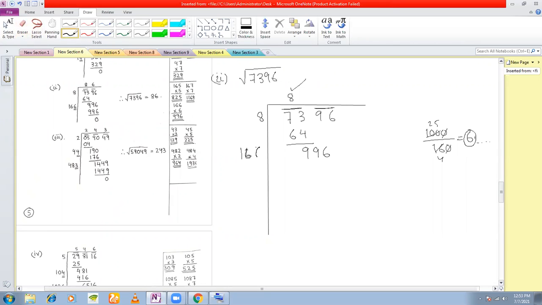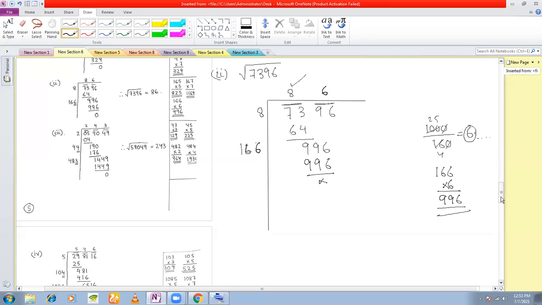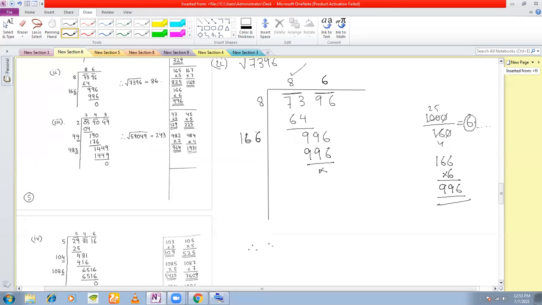If I'm putting a 6 here, that means 166, I need to multiply by 6, right? So 166, if I multiply by 6, I will get 996. So exact 996 I'm getting with 6. So that works. I put a 6 here, and I put a 6 here in between. This is 996. So therefore, this is my required square. Therefore, what is the square root of 7396? It is 86. And of course, we put a plus or minus sign.